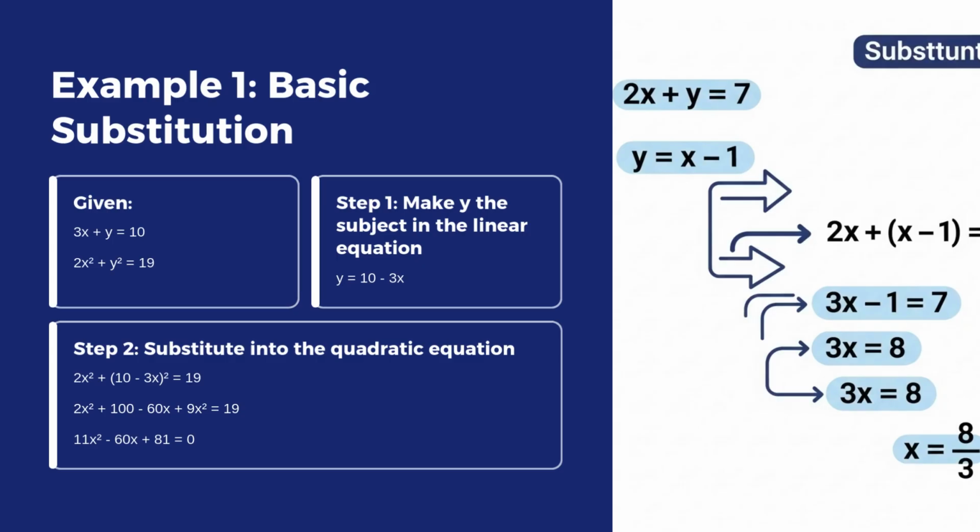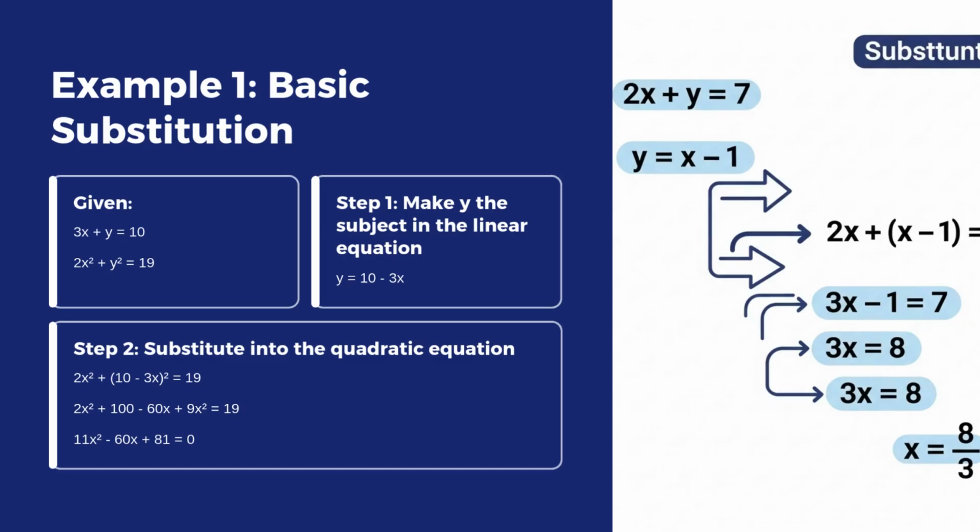Step 2. Substitute into the quadratic equation. Take the expression for y, which is 10 minus 3x, and replace y in the second equation. So, 2x squared plus y squared equals 19 becomes 2x squared plus open bracket 10 minus 3x close bracket squared equals 19. This is derived by direct substitution of y into the quadratic equation.